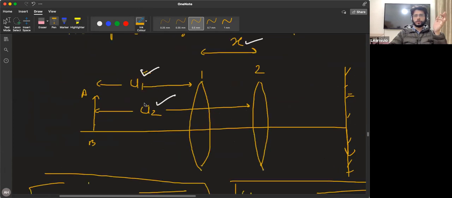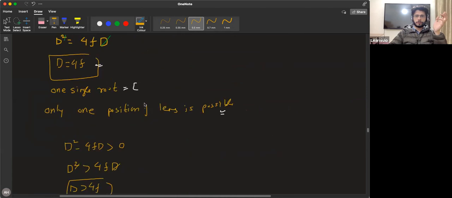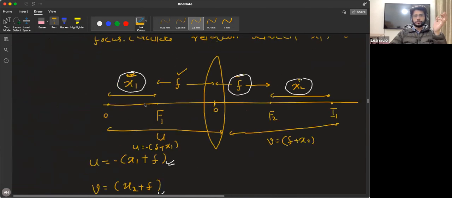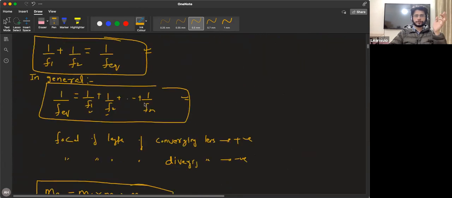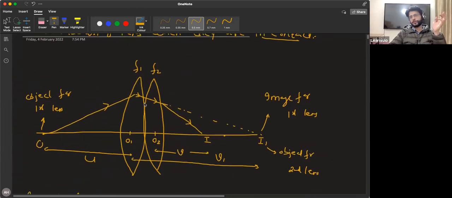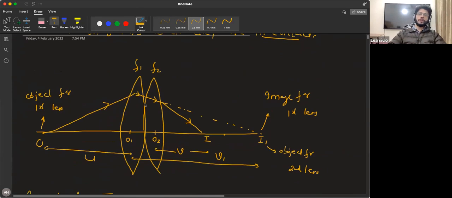Okay, so the next is the combination of lens. So if you have two lenses, these two lenses can be two convex lenses, or it can be two concave lenses. It can be a combination of a convex and a concave lens.